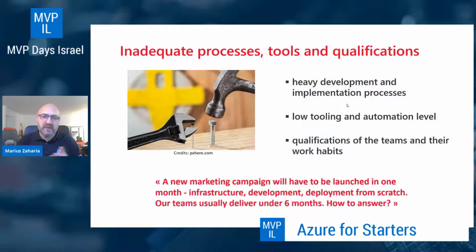And then we have the situation of these changes moving the architectural models further. With heavy architecture models come heavy development and implementation processes. So it's not obvious to change the model and then keep the same development and implementation process.